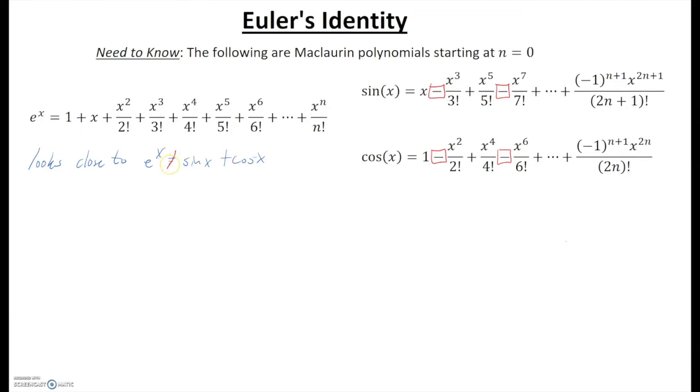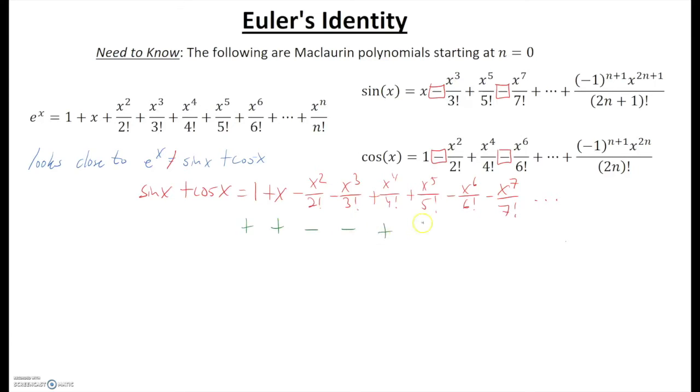And in fact, if you look at the sine of x polynomial plus the cosine of x polynomial, you get 1 plus x minus x squared over 2 factorial minus x cubed over 3 factorial, and so on. And the signs don't exactly alternate, at least not one after the other. The polynomial starts off positive, positive, then negative, negative, and then keeps going in that pattern, 2 positives for every 2 negatives.